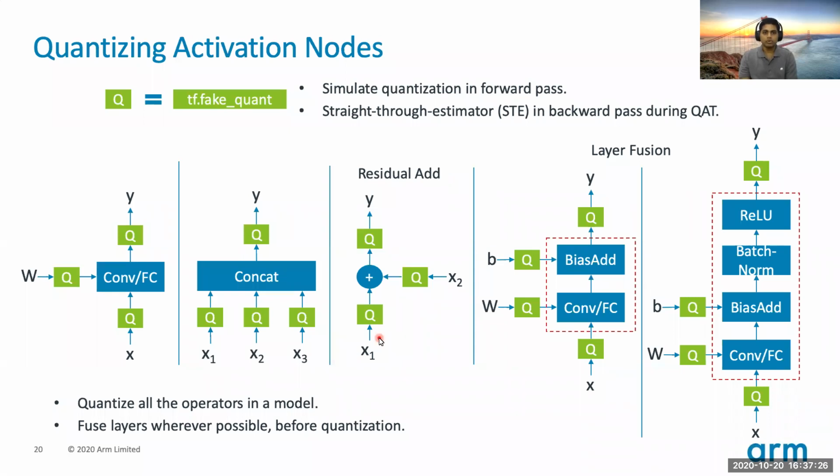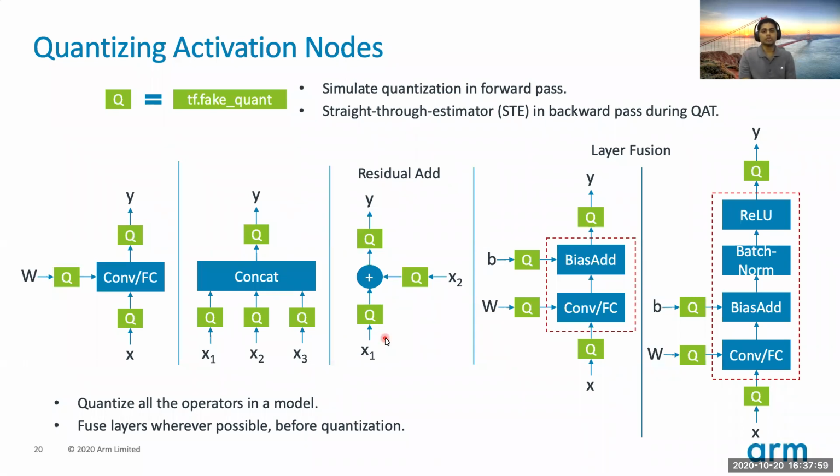One important thing to note is that when we decide to run a model in the quantized domain, we should quantize all the operators in a model, not just the compute intensive convolutions or fully connected layers. The other operators such as the residual add or concat also need to be quantized, because after quantization, those non-compute intensive operators could become a bottleneck.